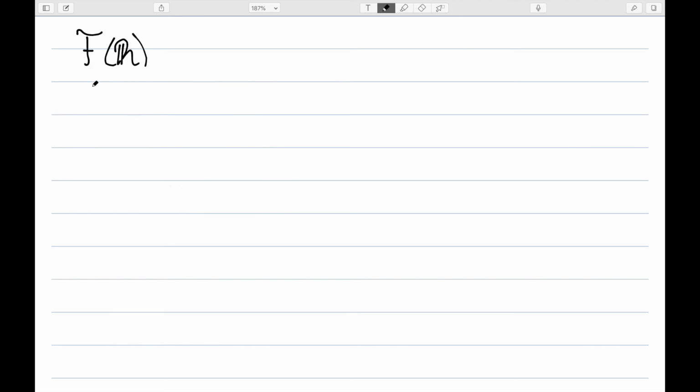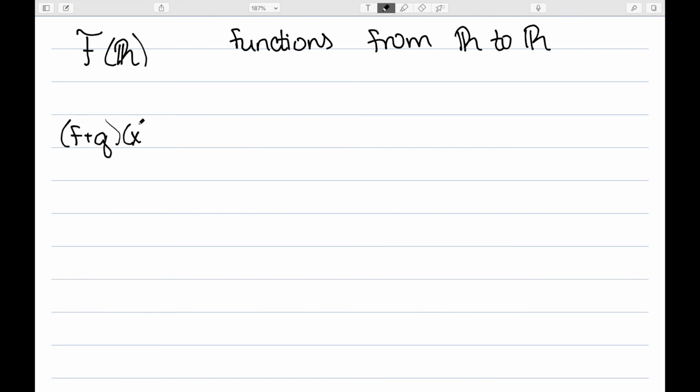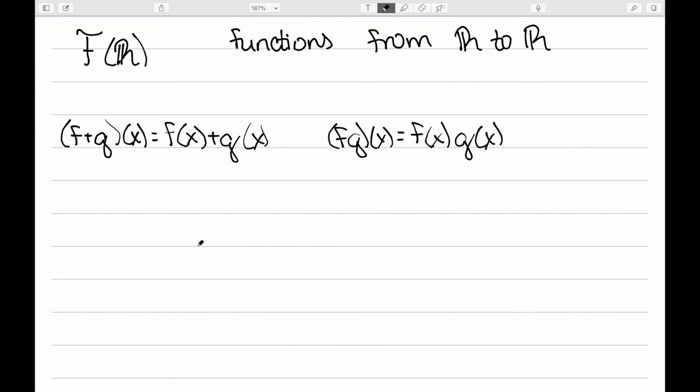In a previous video, I talked about this group F of R, and this was the set of all functions. Well, in algebra and pre-calculus, we define (f plus g)(x) to be equal to f(x) plus g(x). We also define (fg)(x) to be f(x) times g(x). We could go through and prove all of our properties, but this does give us a ring of real functions with these two operations. So we can also talk about the ring of functions.